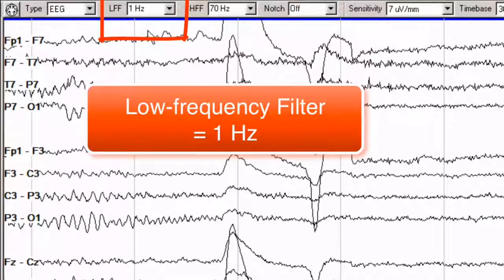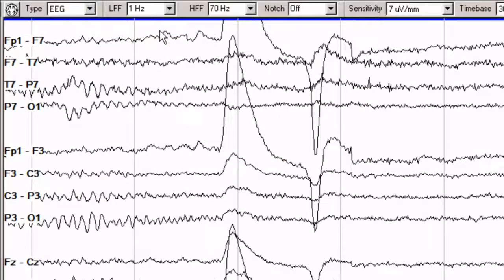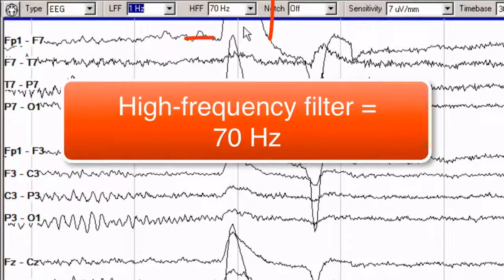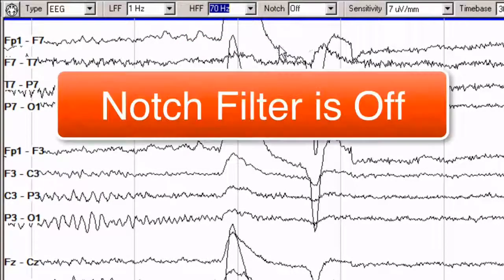You can see that the low frequency filter is set to 1 Hz. This is reviewed in much greater detail in a previous video, but this is an appropriate level for looking at normal wakefulness. You can see that if we toggle this menu, there are many other options which could dramatically change how our EEG looks. The high frequency filter is set at 70 Hz, which again is appropriate for normal wakefulness.